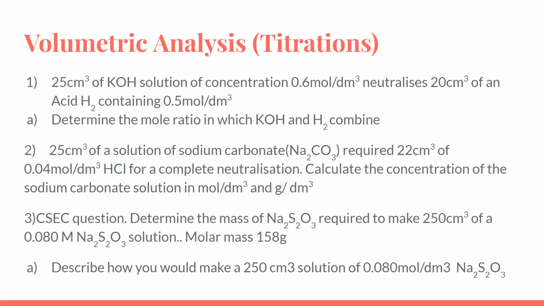So in volumetric analysis, they won't write it out for you. They would expect you to write it out for yourself and determine the molar ratio and then do the calculations, right? But that's what I want you all to do for me today. So the first question, I want you all to do these 3 questions. The first question says 25 cm³ of potassium hydroxide solution of concentration 0.6 moles per dm³ neutralizes 20 cm³ of an acid containing 0.5 moles per dm³.